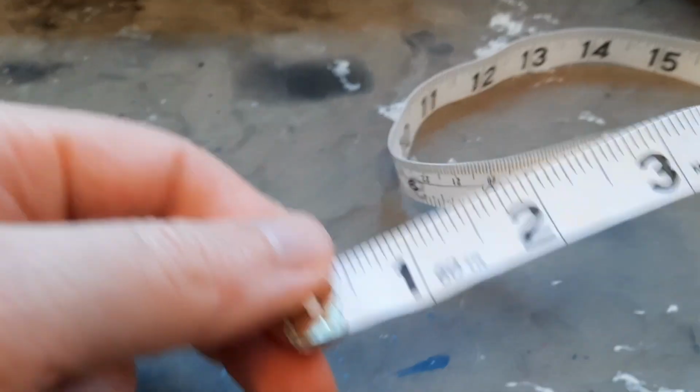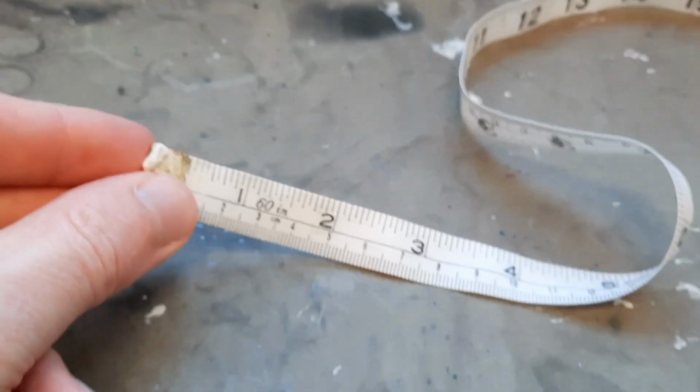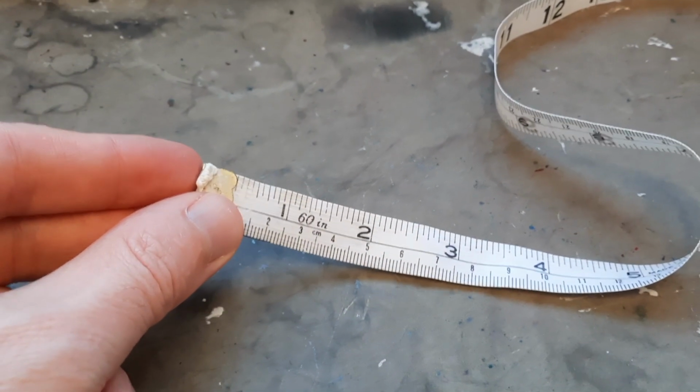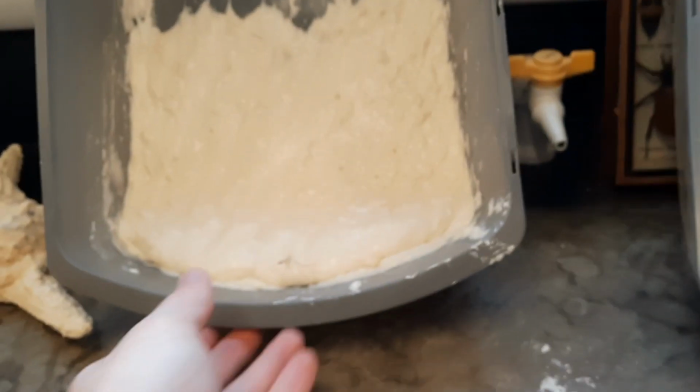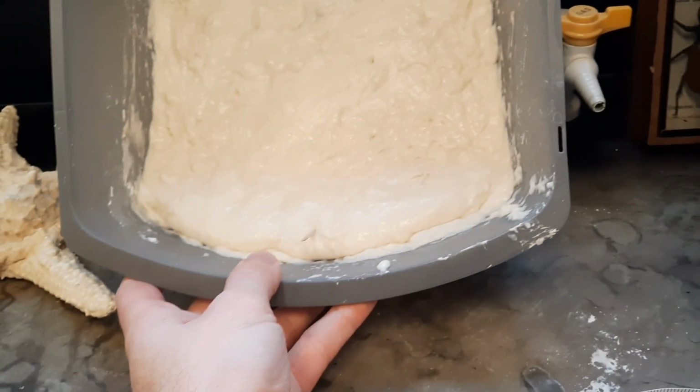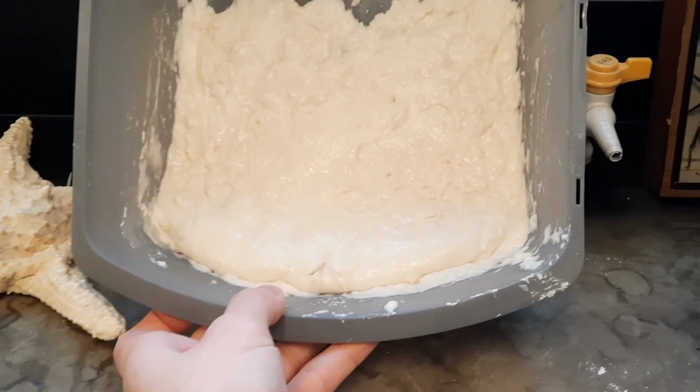Okay, and using this measuring tape, I recorded 2.5 centimeters. So you can write that down, 2.5 centimeters in your table down here. And then I will flip this over at a 45-degree angle for 15 seconds and remeasure. Here we go.